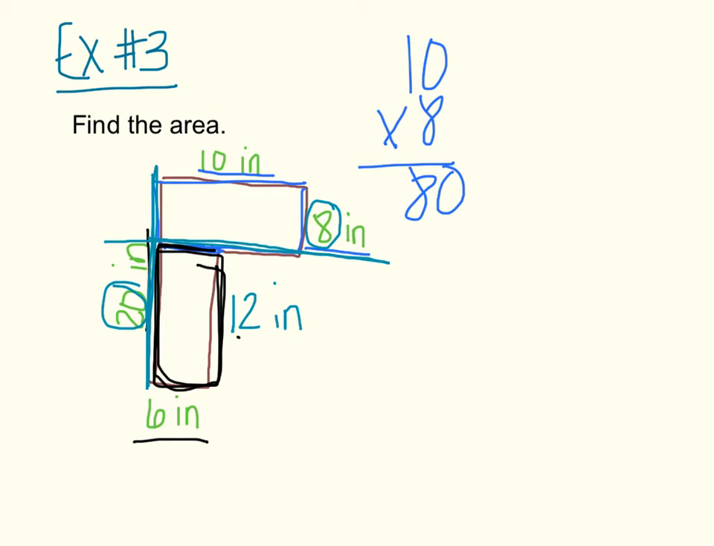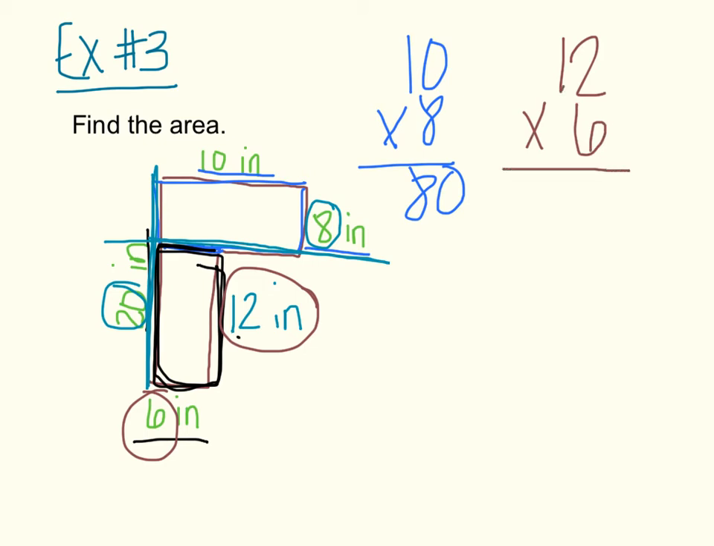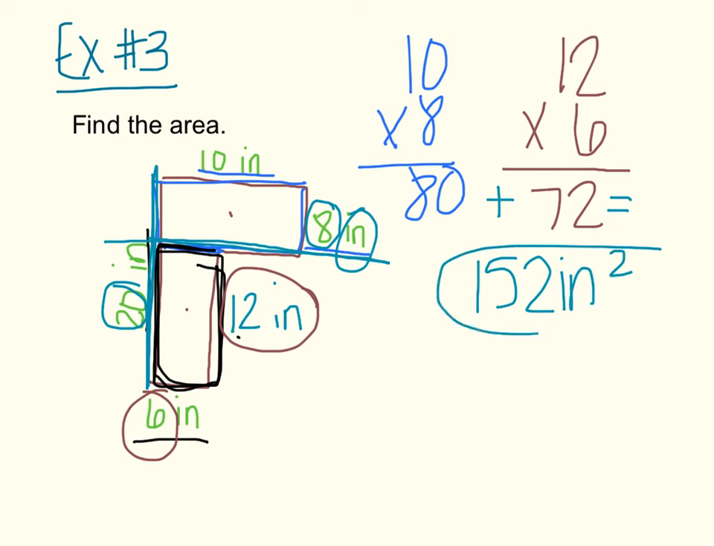So now we can multiply this rectangle. We got 12 times 6, which is 72. Now we have the area of both rectangles, and let's just add them up. So we have 80 plus 72, which is 152 inches squared. That is our answer.